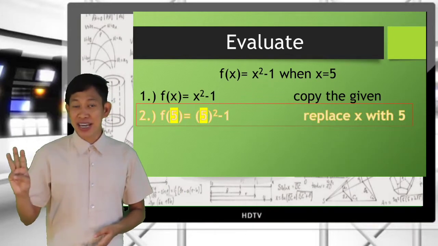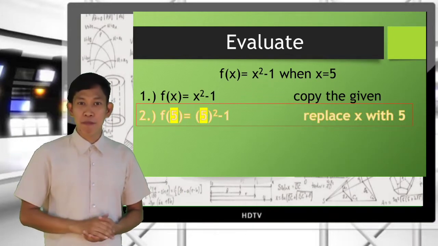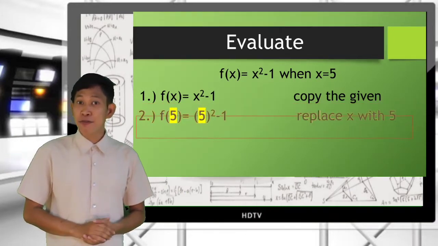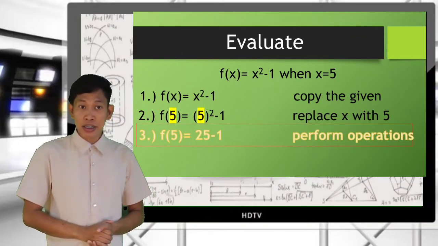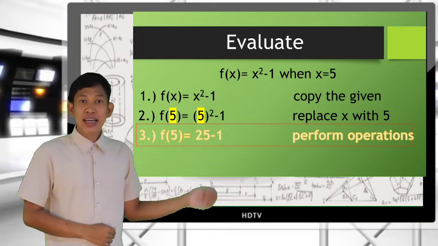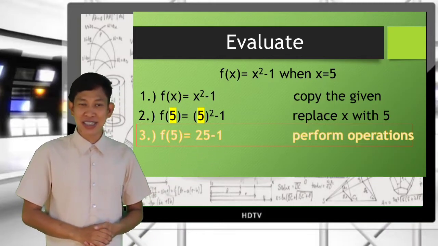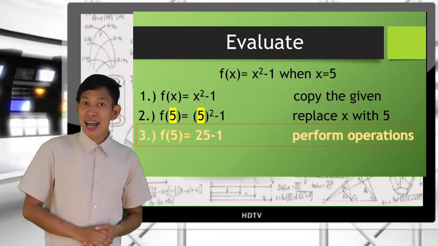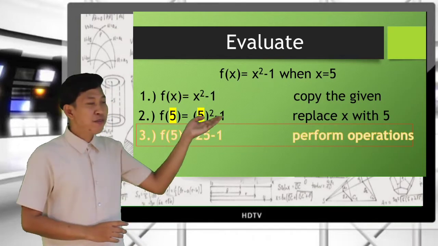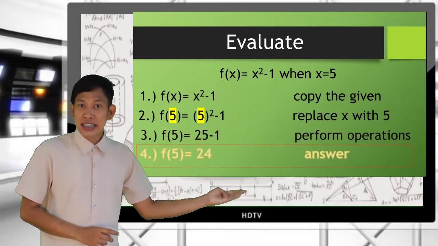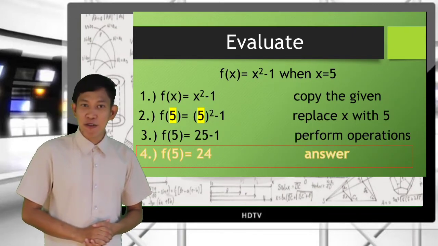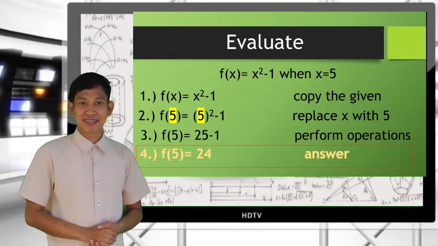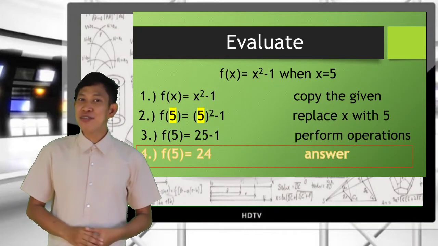And the third step is perform operations. So we have now 5 squared is 25. Then copy minus 1 to have f of 5 is equal to 25 minus 1. And the final answer is 25 minus 1 is equal to 24. So f of 5 is equal to 24. Okay, let's have the other.